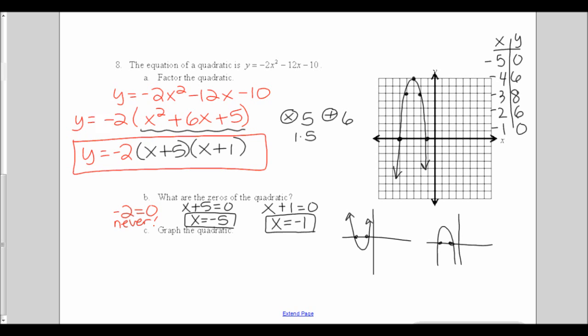What should we be getting out of this assignment? We should realize the relationship between the factors and the zeros, that they're opposite signs. And we should also realize that we have three forms of quadratics. We have our factored form, our standard form, and our vertex form.